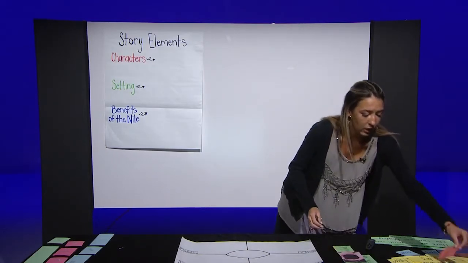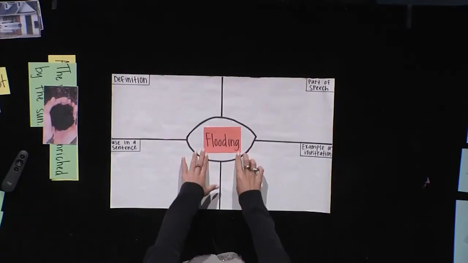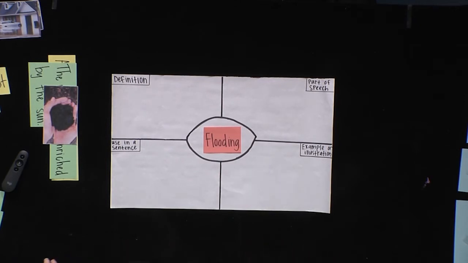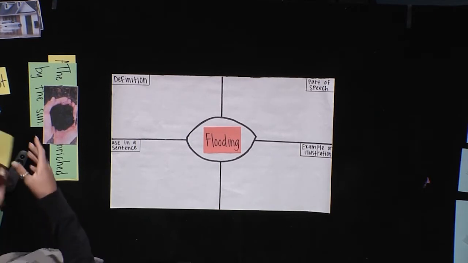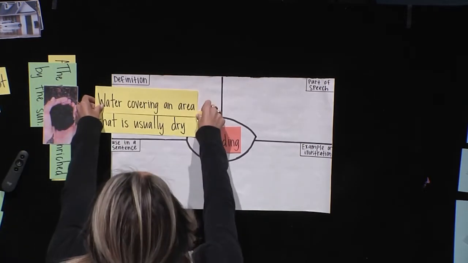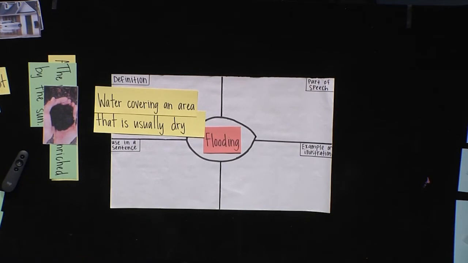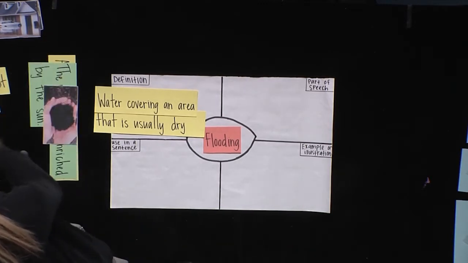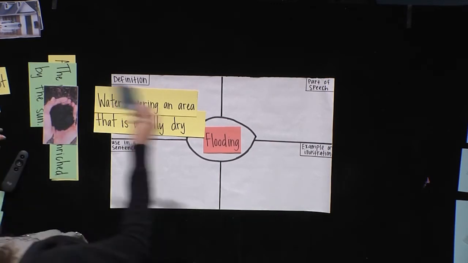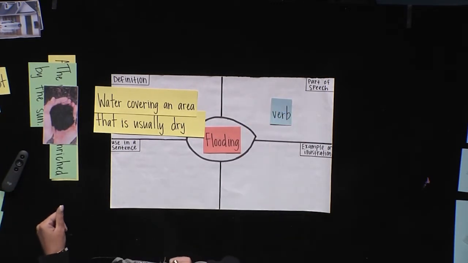Our next word is going to be flooding. Have you ever heard that word before? Flooding? Flooding means that it is water covering an area that's usually dry, all right? And that's going to be really important when we start talking about the Nile River in Egypt and the importance of that. That word right there is a verb. That is our part of speech.